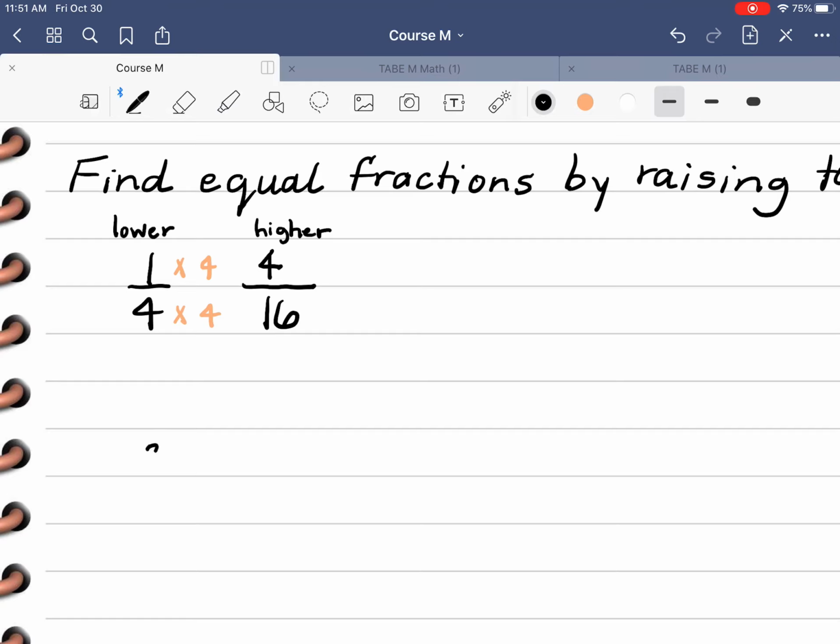What about 3/7 equals something over 21? Now don't panic on me. We're building up. 3 times 7 gives me 21. So 7 times 7, it has to be the same number, gives me 49. This is higher terms, and these are lower terms.